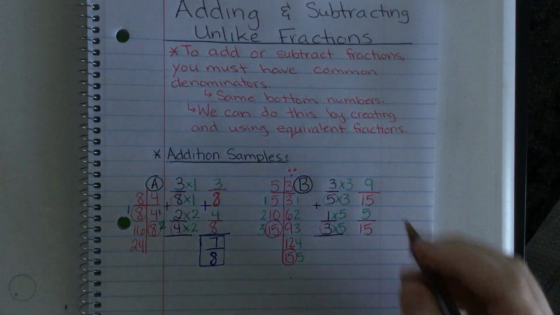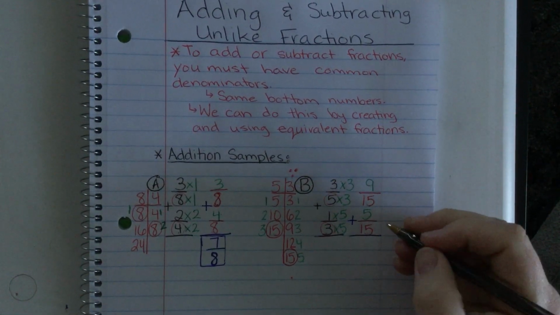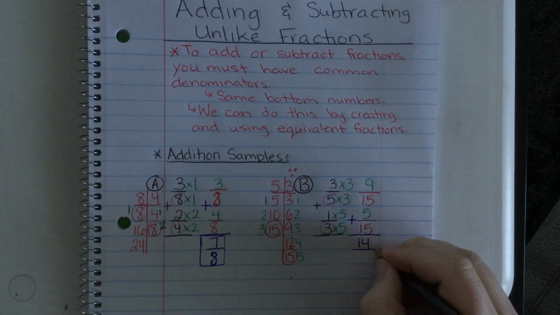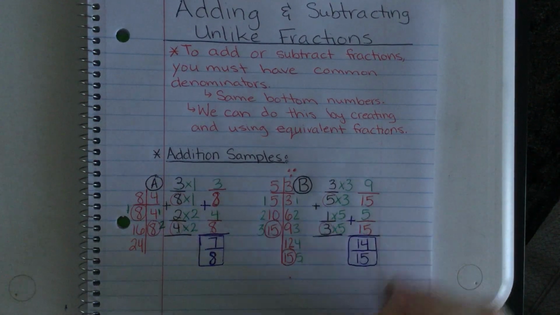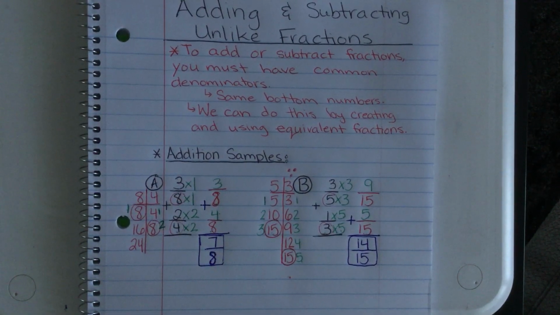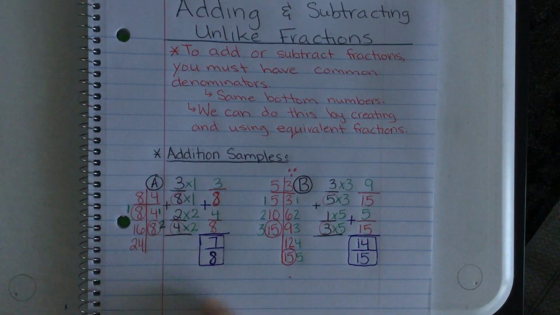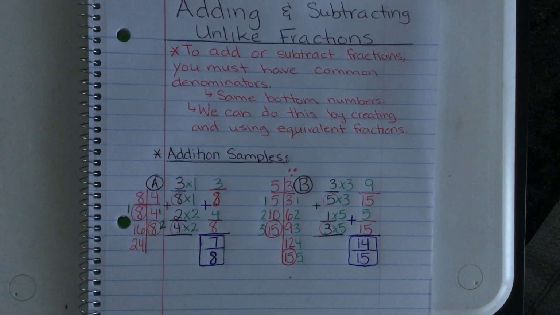And then my last step is to add. 9 plus 5 is 14. My denominators are the same, so they stay the same. So my answer is 14/15. Okay, so we followed the same steps on each problem: listed our multiples, created our equivalent fractions, then solved it out.